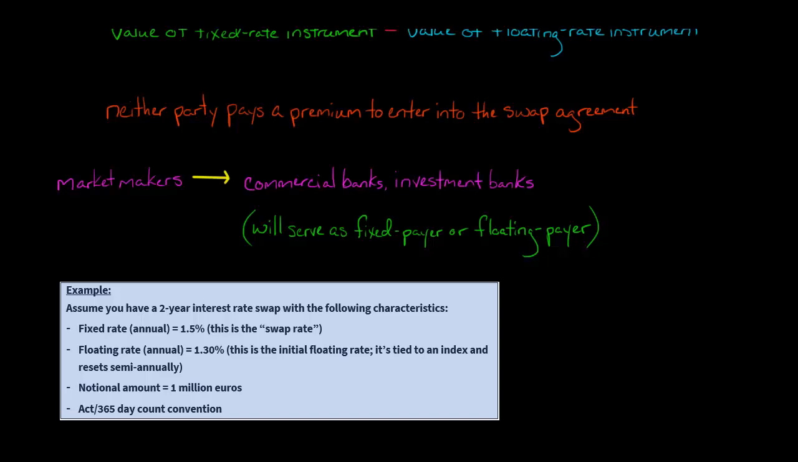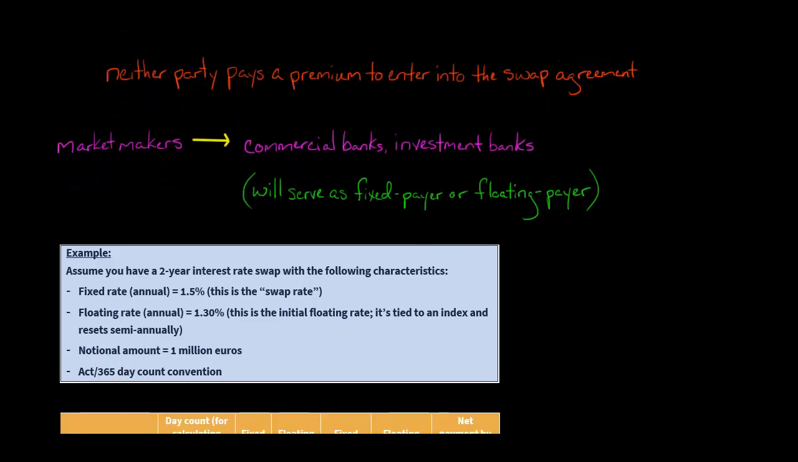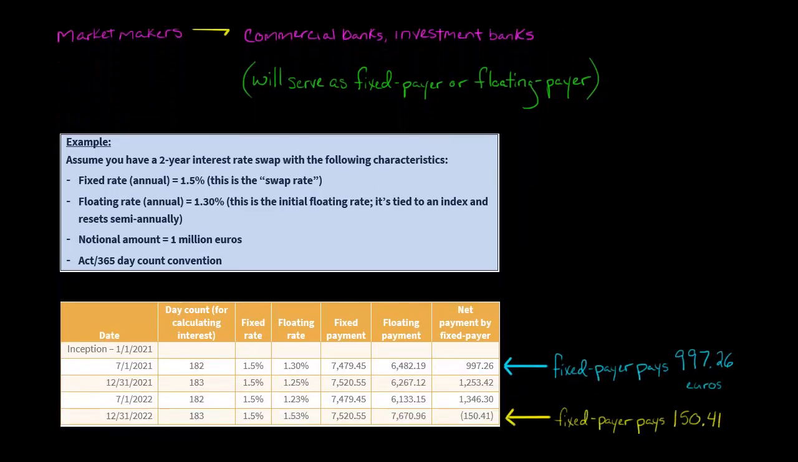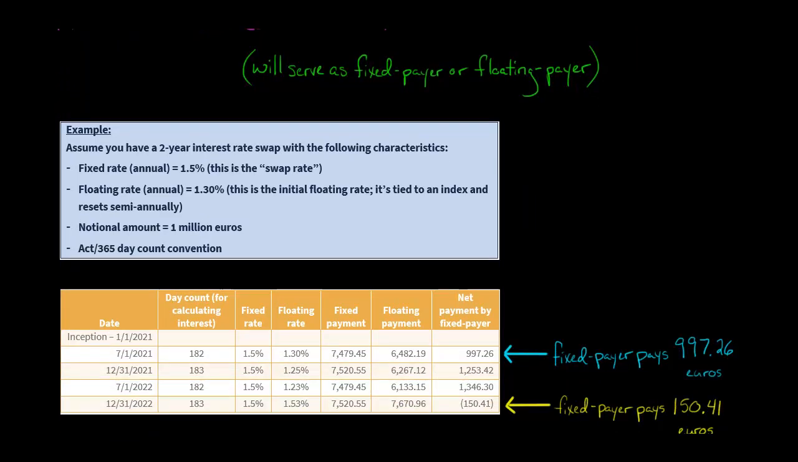Now, in terms of the day count convention, we're going to use the actual number of days in the period divided by 365 days for the year. So don't worry as much about that, but if you're really into banking, you might have seen other day count conventions. So here we've got January 1st, 2021, so let's say that is the inception date of the swap.